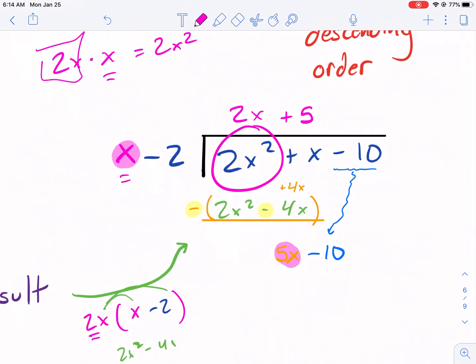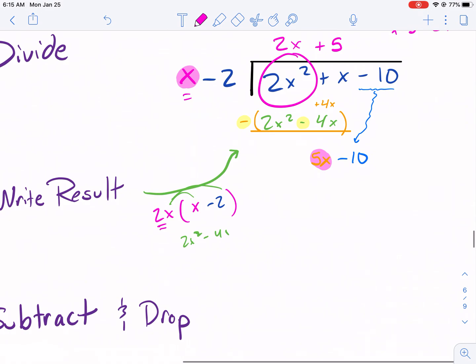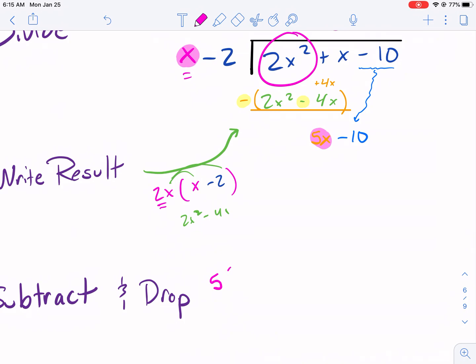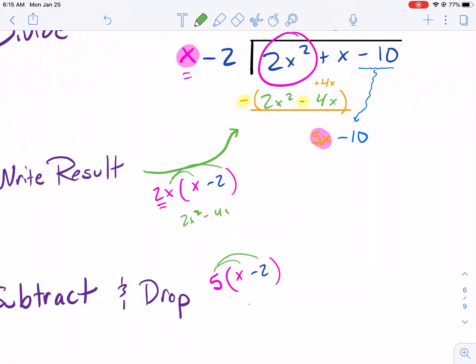How do I know that? Well, that's because x times 5 gives me 5x. We want to know what times x will give us 5x. Okay, and it's 5. So that's how we got that plus 5. What do we do with that plus 5 now? Well, we wrote 5 here. That was what ended up being the division, and we're going to multiply it by, again, x minus 2. Copy, paste. Okay, so we need to do this multiplication. We get 5x minus 10, and we're going to write that here. 5x, right result, 5x minus 10.